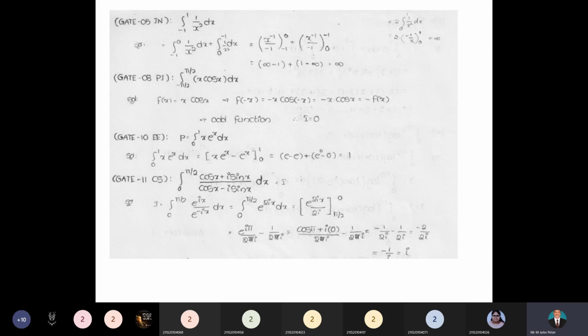Whatever the limit is, minus pi by 2 to plus pi by 2 or minus pi to pi, directly integrate and apply the limit. Identify the value. So now integral 0 to pi by 2, I mean the third problem.